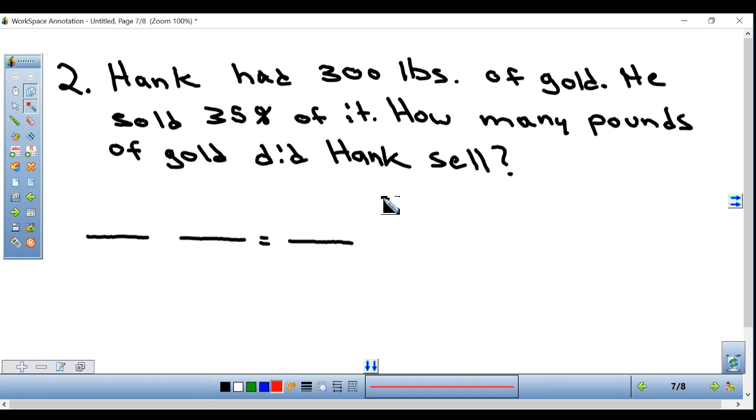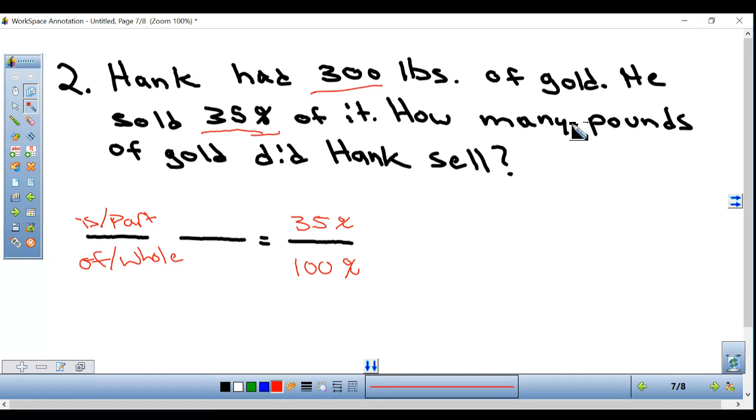All right, I see this percent. So because I see that percent sign, I know 100% goes in the bottom right-hand corner, and this number 35% should go right above it. Percents with percents. Now I've got my words or my categories, is over of, or part over a whole. So Hank had 300 pounds of gold. He sold 35% of it. How many pounds of gold did Hank sell?